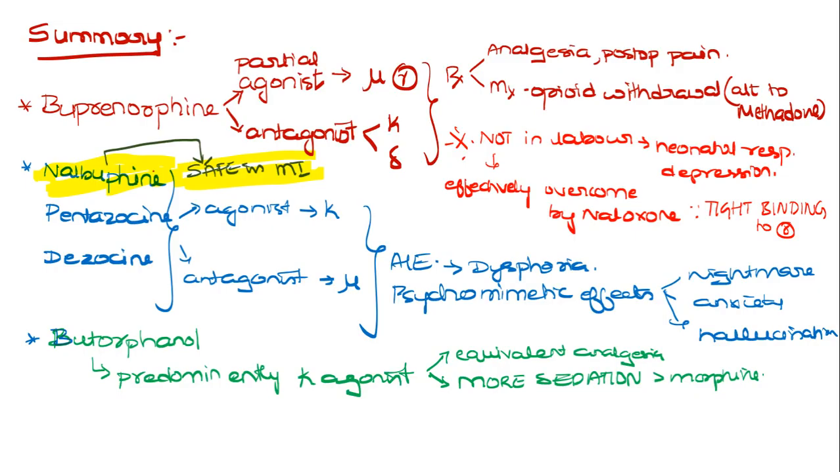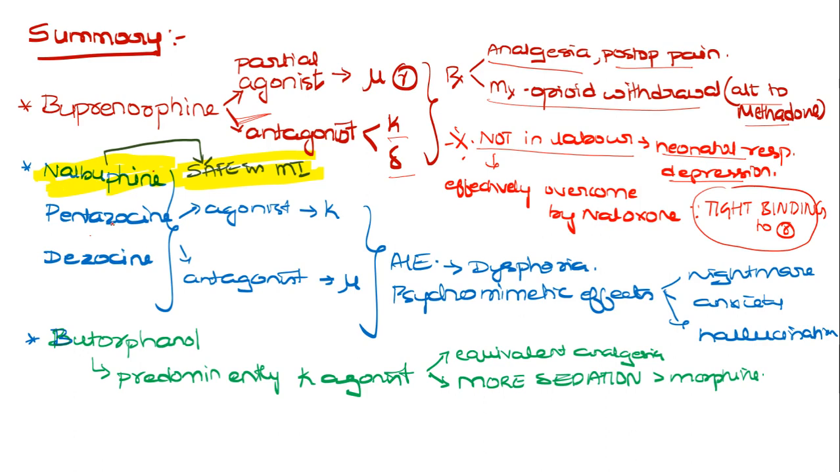So coming to the summary, buprenorphine is a partial agonist at the mu receptor and an antagonist at kappa and delta receptors. It is used as an analgesic to treat post-operative pain and in the management of opioid withdrawal, as an alternative to methadone, and should not be used during labor because it increases the risk of neonatal respiratory depression as well as maternal respiratory depression. And even if you use naloxone in a buprenorphine overdose, it will not effectively overcome all the effects of buprenorphine because buprenorphine will be tightly bound to the opioid receptors.